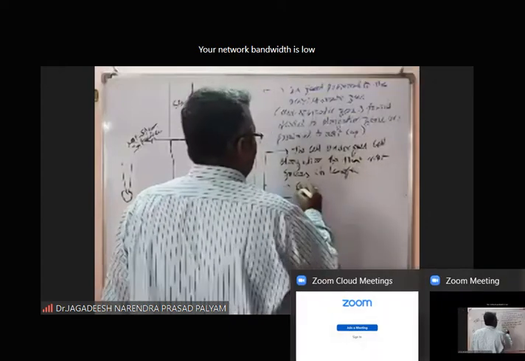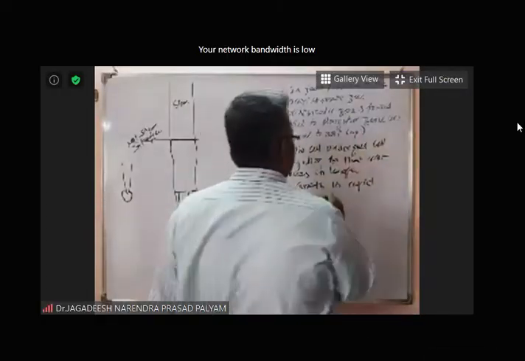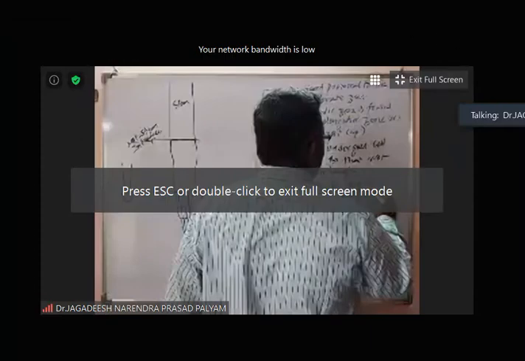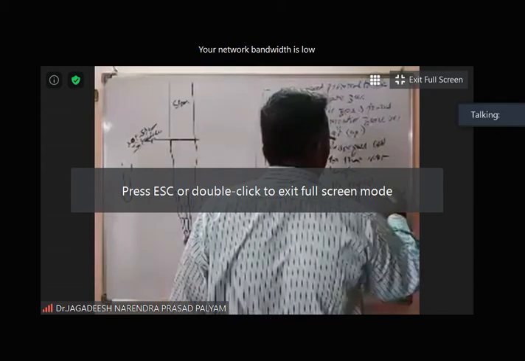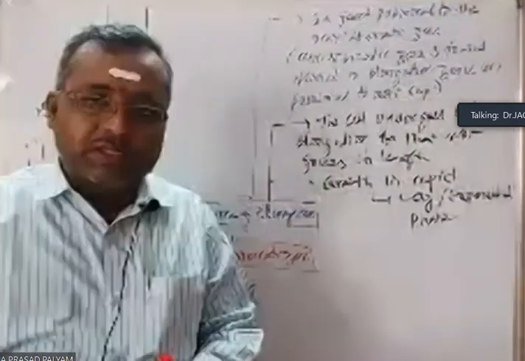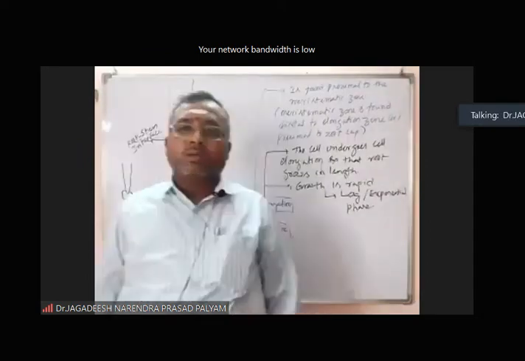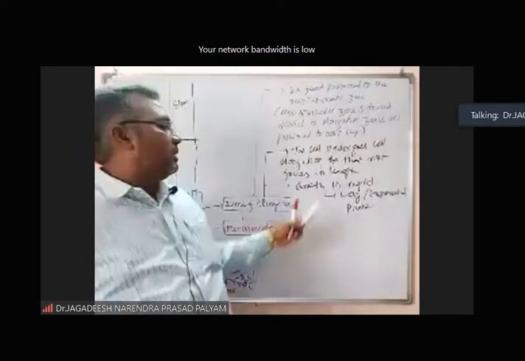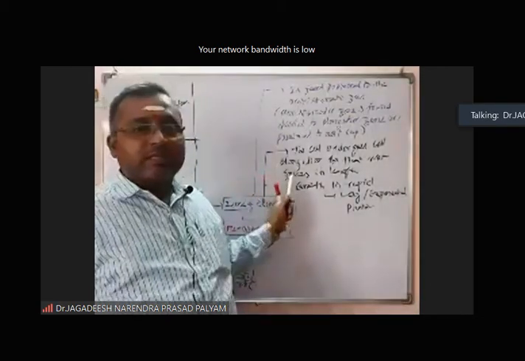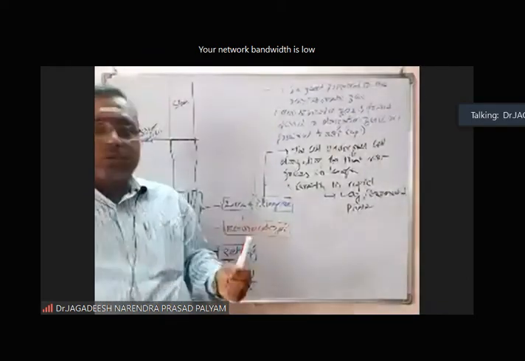Here, growth is rapid. Why? Because of elongation. That is why it is also called log or exponential phase. There is more growth. Cell is elongating. As a result of this, growth is very rapid here. So in this zone the cells undergo cell elongation. As they elongate, the root grows very fast.